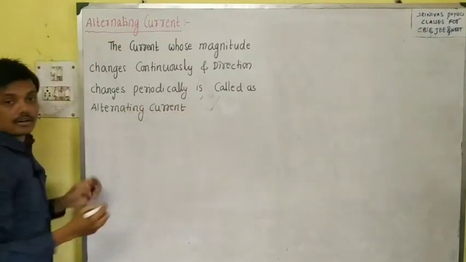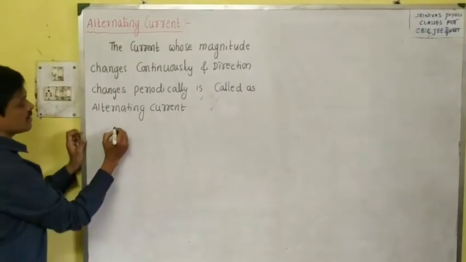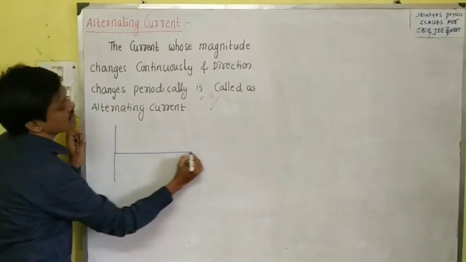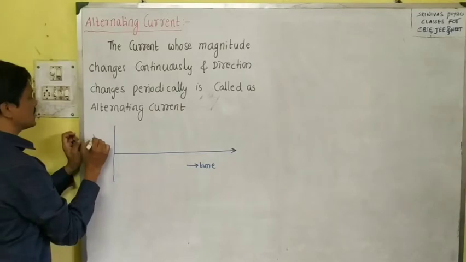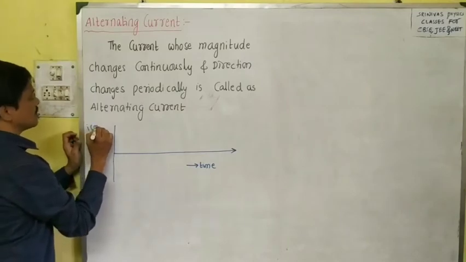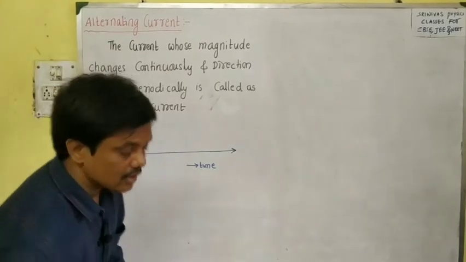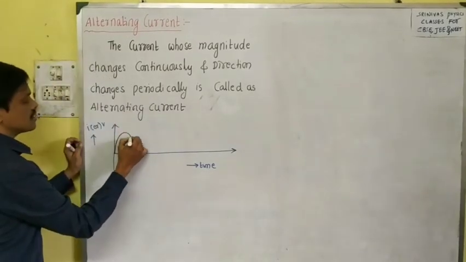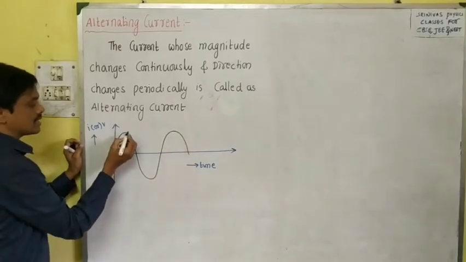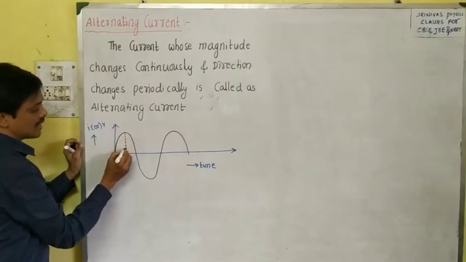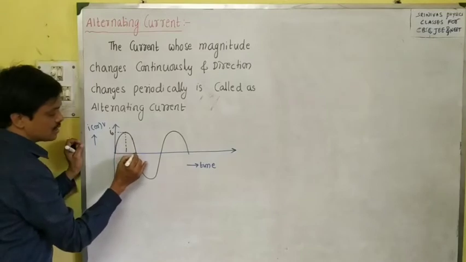If we draw the graph between the alternating current and voltage, we will get a graph like this. Time is on the x-axis and the current or the voltage is taken on the y-axis. What is happening here: the current value is increasing and becomes maximum. This we can take as the peak value of current. Next, the current value decreases and becomes 0.